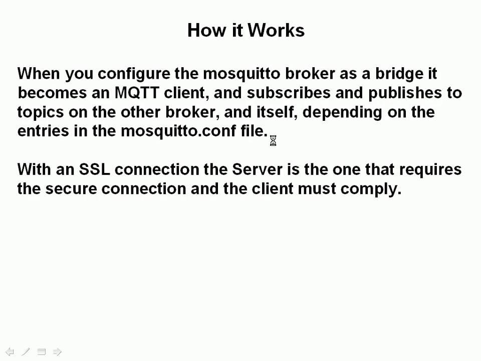So how does it work? Well, when you configure the Mosquitto broker as a bridge, it becomes an MQTT client, and it subscribes and publishes to topics on the other broker and itself, depending on the entries in the conf file. The entries meaning what topics you've configured to bridge. Now, with an SSL connection, the server is the one that requires a secure connection, and the client must comply.